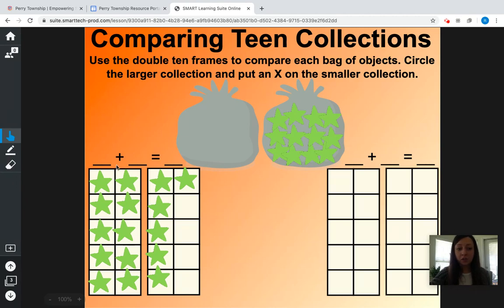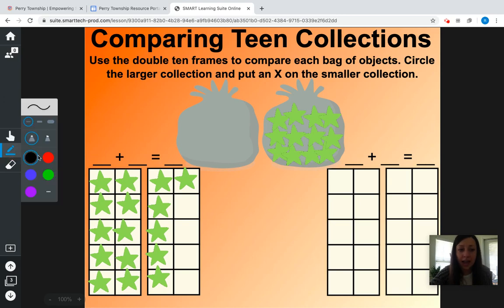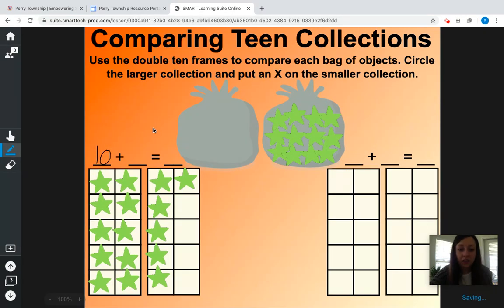All right, so now let's write out this addition sentence that goes with it. So what we can see is that we have 10 stars in this first tens frame. So let's write on this line right here, let's write the number 10. So we have 10 stars. Okay, now let's look at the next tens frame to write on this line. We have 1, 2, 3, 4, 5, 6. We have 6 stars. Do you remember what we said that total was that we had all together? Great. If you said 16, you are exactly right.